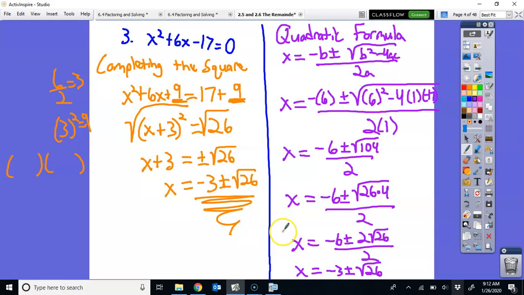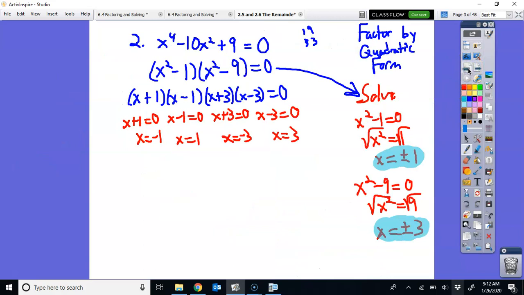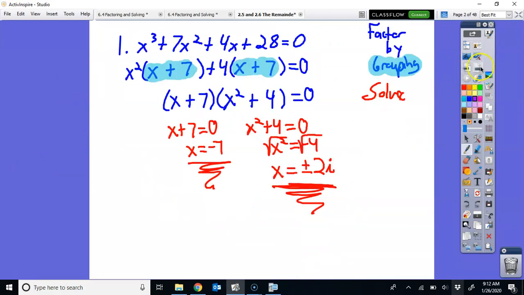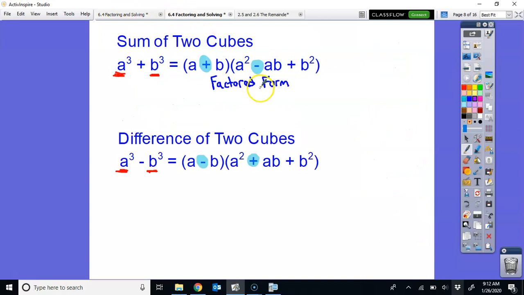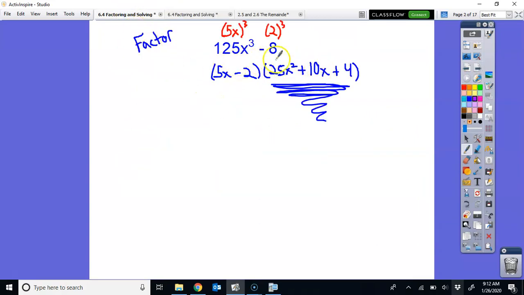So there you are. There's a little bit of review on some factoring and solving. So you got a little bit of quadratic formula, completing the square, as well as your factor by grouping. You're factoring by the quadratic form. And then if you ever need to, like I said, you can also go back and practice your factoring with a sum of 2 cubes or a difference of 2 cubes. Just remember solving these is going to be where you use that quadratic formula most likely.